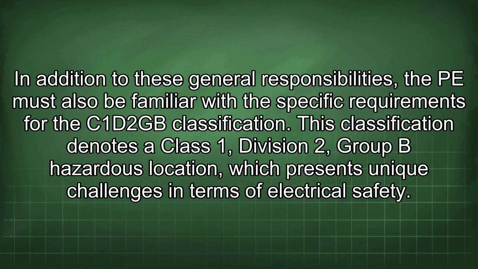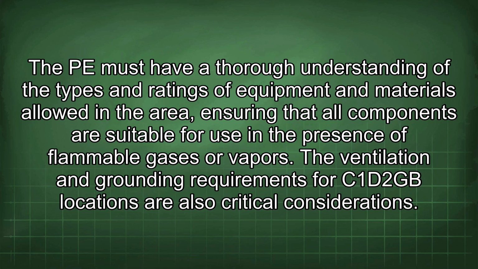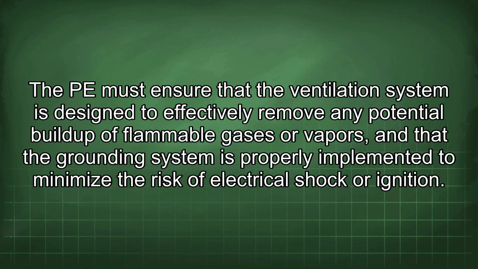electrical safety. The PE must have a thorough understanding of the types and ratings of equipment and materials allowed in the area, ensuring that all components are suitable for use in the presence of flammable gases or vapors. The ventilation and grounding requirements for Code D2GB locations are also critical considerations. The PE must ensure that the ventilation system is designed to effectively remove any potential buildup of flammable gases or vapors, and that the grounding system is properly implemented to minimize the risk of electrical shock or ignition.